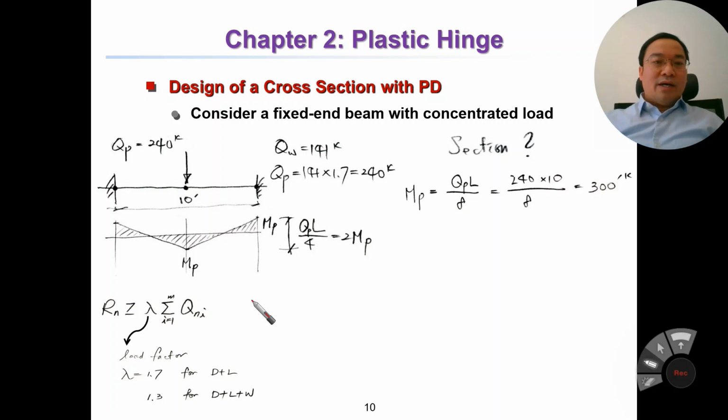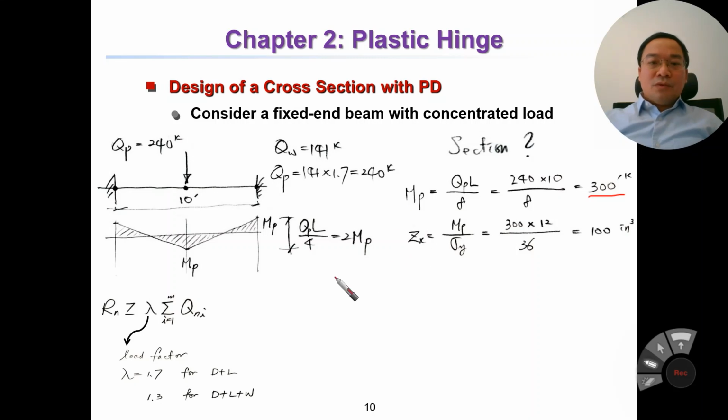Okay, now we have MP equal to QPL over 4 from here. Then we have QP, we have L and 4. Then we have MP equal to 300 kip feet.